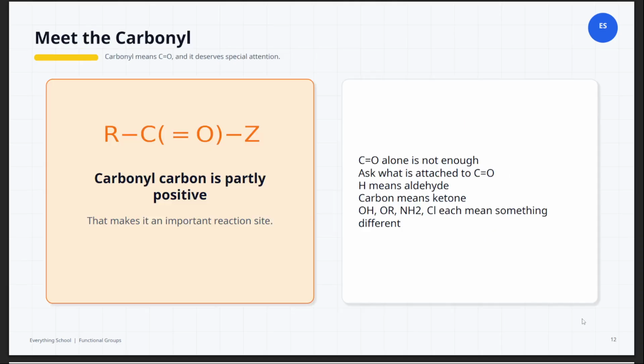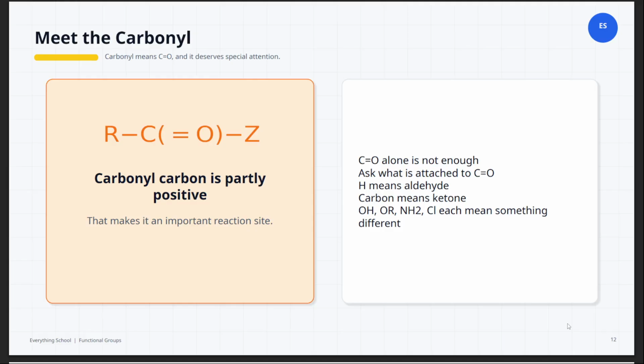Now we get to the most important family in this lesson, the carbonyl, pronounced carbonyl. A carbonyl means a carbon double bonded to oxygen. This group matters because oxygen pulls electron density toward itself, so the carbonyl carbon becomes partly positive. That makes the carbonyl carbon an important reaction site. But here is the most important warning.